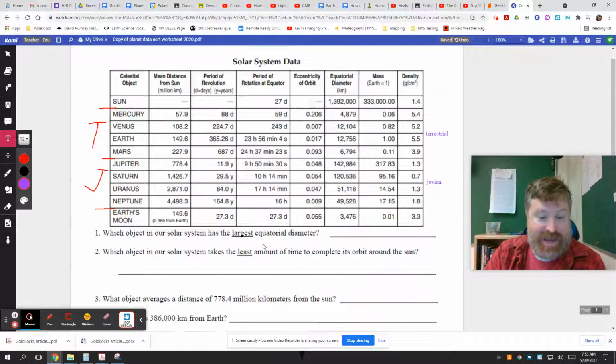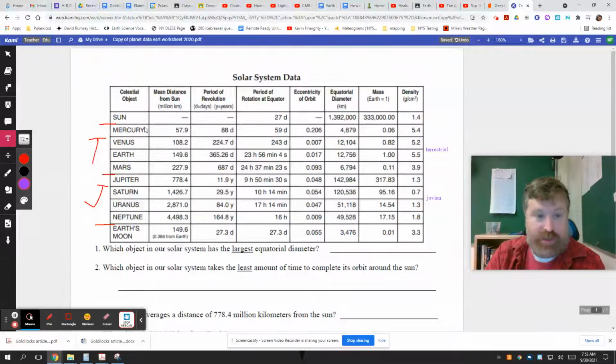Okay. So outside of that, some of these questions are going to be really just kind of looking and seeing what's going on. Let's just make sure we know what all these columns are, and you can go ahead and do it. Mean distance from sun. How far away is it from the sun? So obviously that increases as you go. That's the order that we put this in.